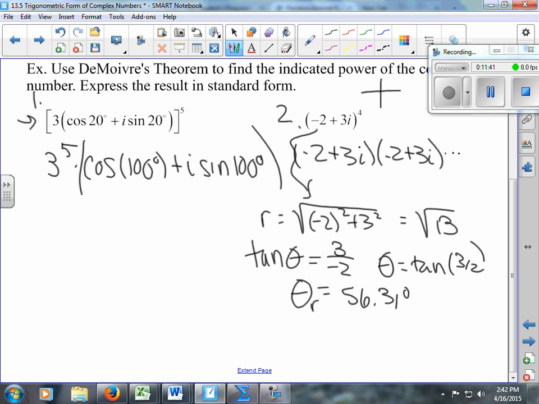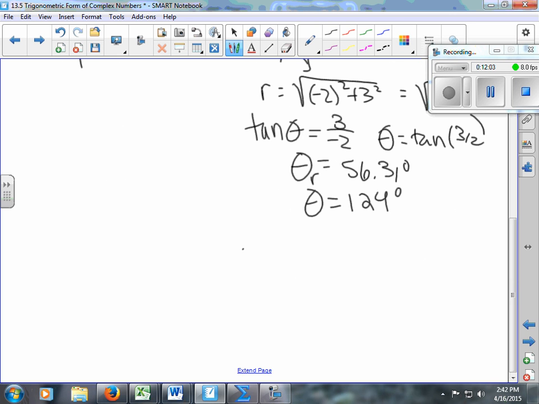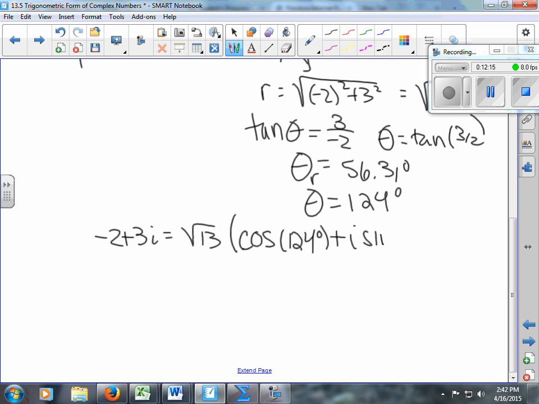I have to think about which quadrant this is in. The real is negative, and the complex is positive. Boy, I love quadrant 2 today. That's quadrant 2. So that gives me a theta of 180 minus that, which is, let's just say, 124 degrees. And so this same complex number, -2 plus 3i, can be written in the form radical 13 times the cosine of 124 plus i sine of 124.